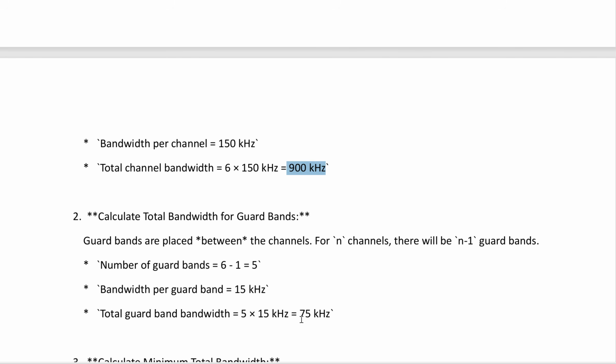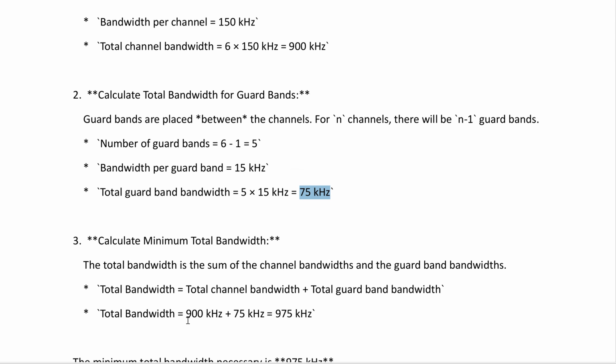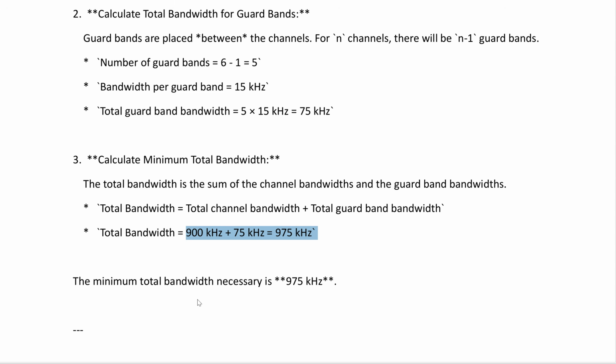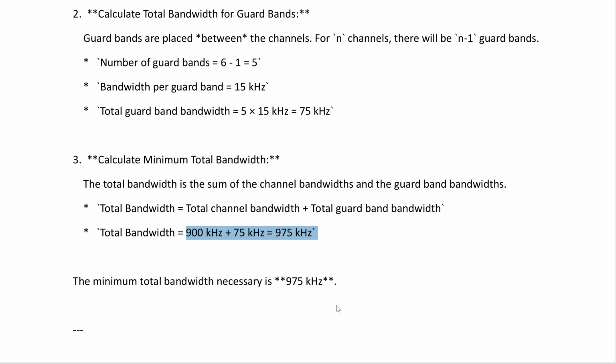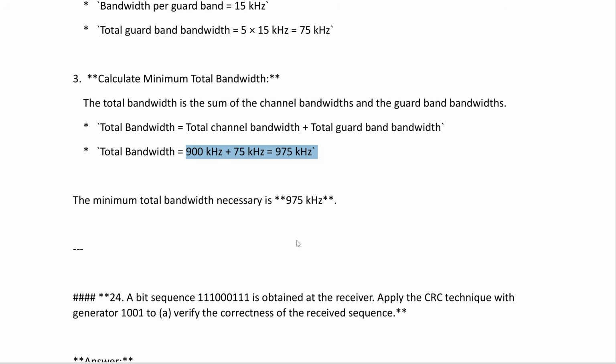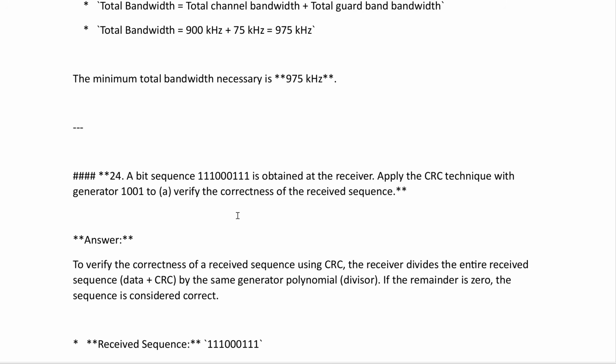So the total bandwidth will be 900 plus 75, that is 975 kilohertz. We have now successfully calculated the total bandwidth. So the minimum total bandwidth necessary is 975 kilohertz. This is the final answer. The total bandwidth required is 975 kilohertz.